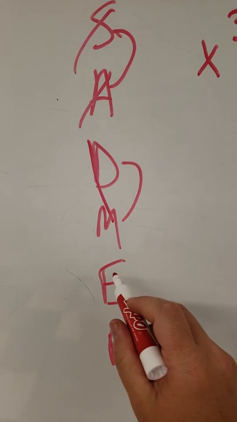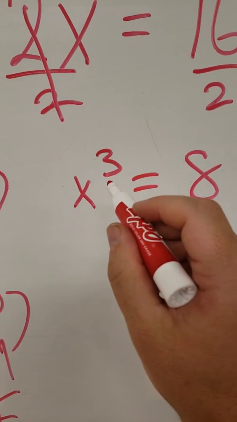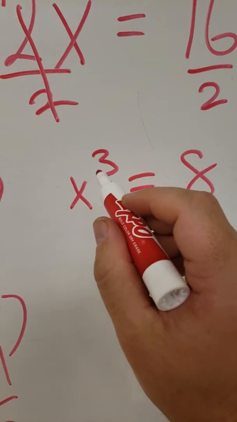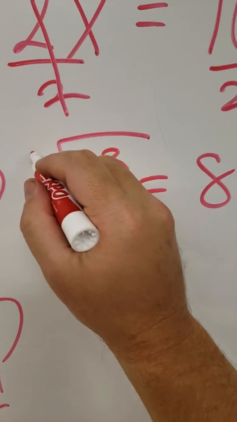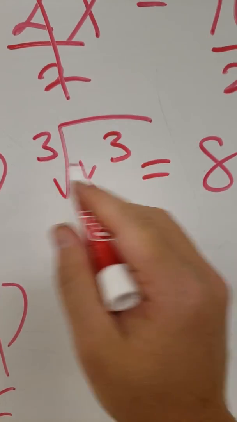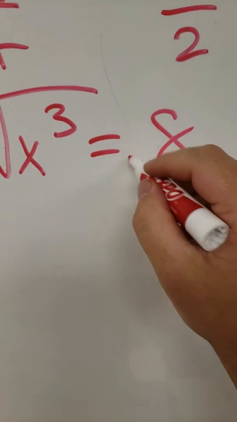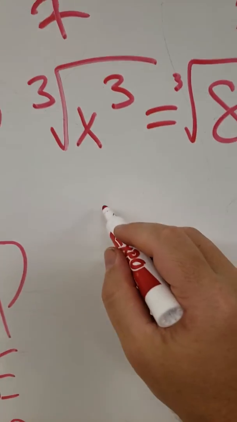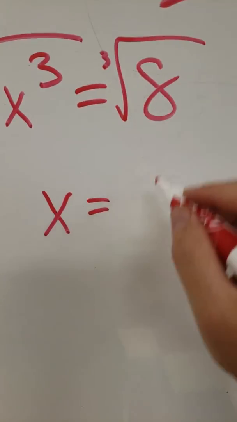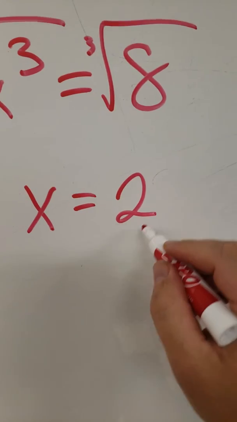Next in SADMEP is exponent. The inverse operation of an exponent is the root. So the root that is the opposite of raising to the third power is the third root, also known as the cube root. If I do that to one side, I must do it to the other. The cube root of a third power cancels out and leaves me with x. The cube root of 8 is 2.